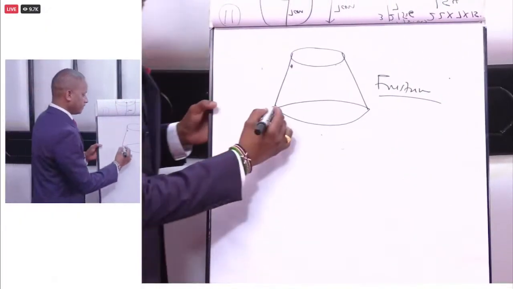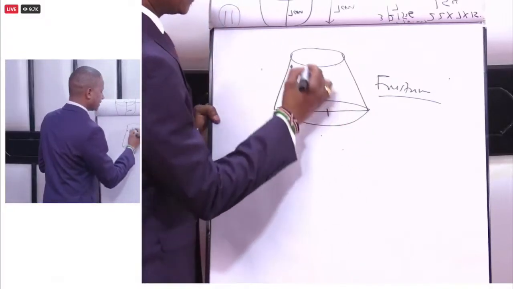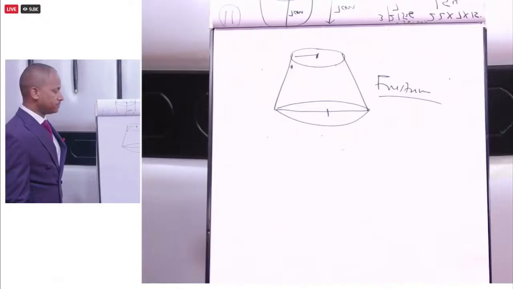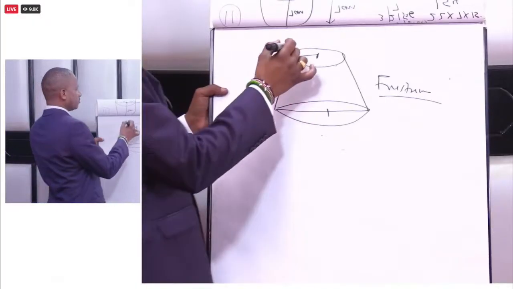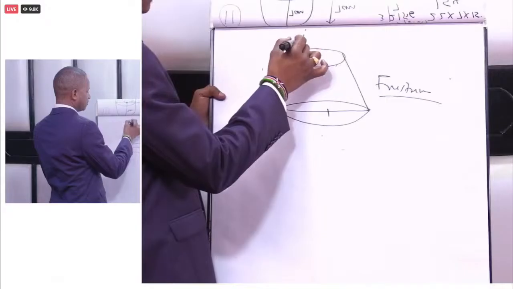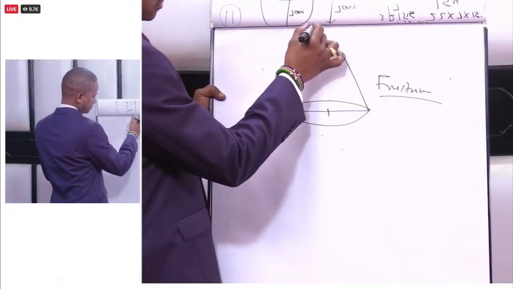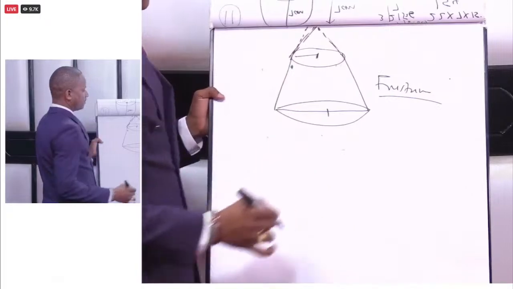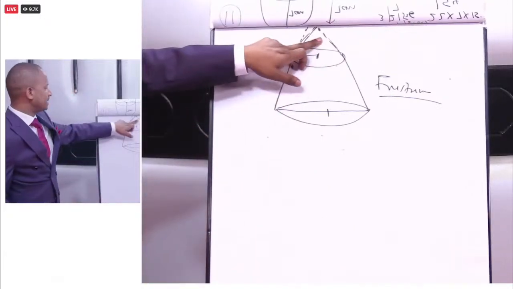Frustum. This is the diameter, this is the radius. So how do you get the volume of a frustum? This one is also common. Volume of a frustum, you make it appear. This is a cone. This is a cone. You complete it.